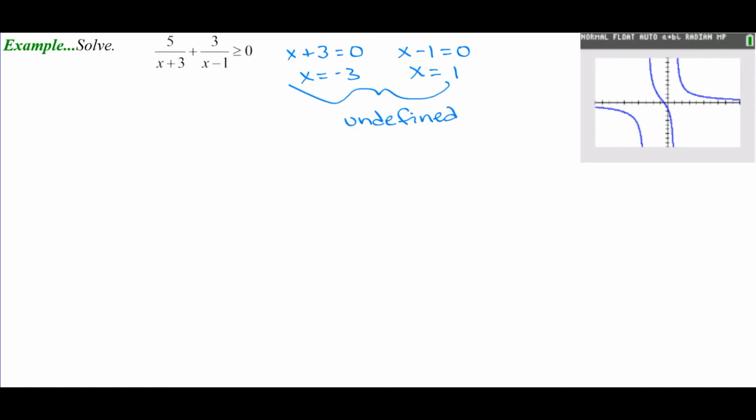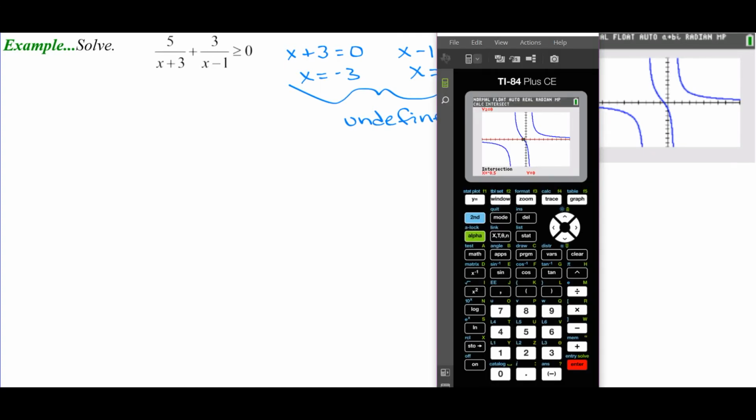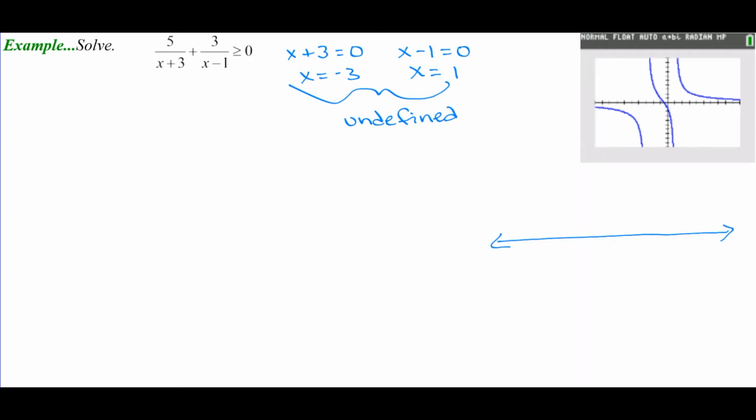In order to find the 0, I would have to add these fractions together to combine them into one rational function, and then I could look at my numerator and set that equal to 0. So instead of doing that, I'm just going to grab that intersection from the graph here. From the graph, we can see that the intersection, which is my 0, is at -0.5. So on my number line, I'm going to mark the -3, which is an undefined value. I'm going to mark the -1/2, which is a 0, and I'm going to mark the +1, which is an undefined value.